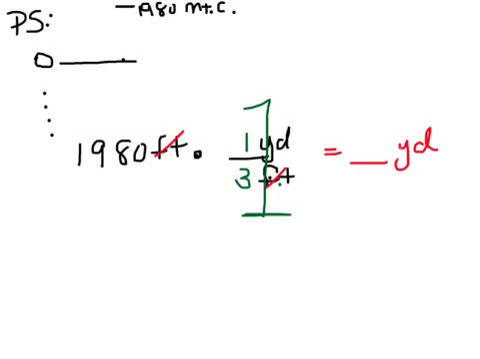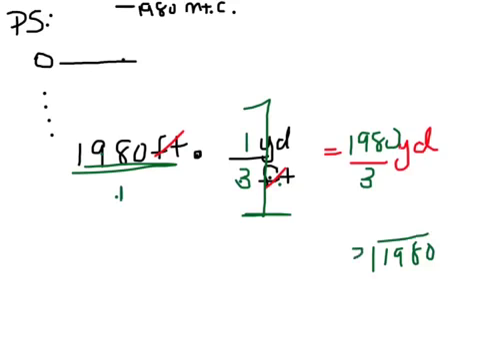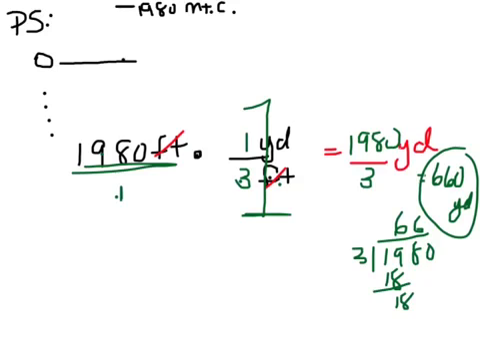So what I would do is it's 1980 times 1 is 1980 on top. I could put this over 1. 1 times 3 is 3. So if I want my answer, I just have to divide 1980 by 3, and that's 660 yards, okay? And it makes sense. There should be less yards than feet.